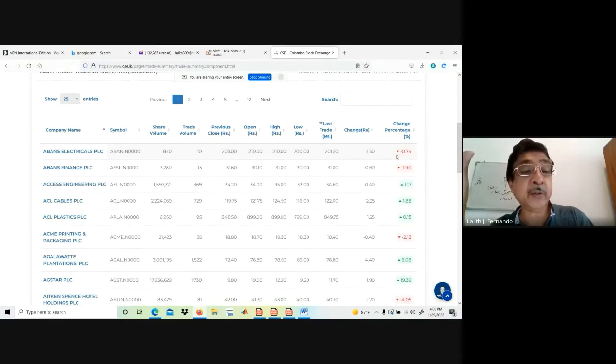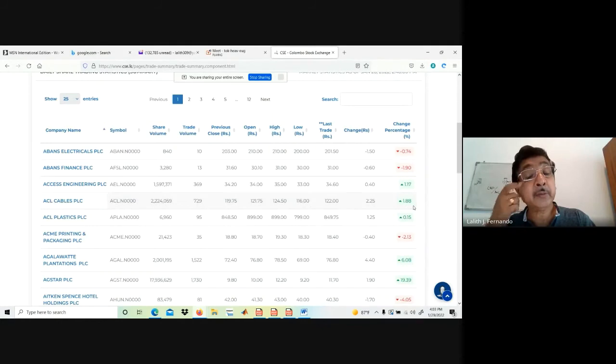Now here Advanced Electricals had a decline relative to the last business day, and Advanced Finance also has a decline. That amount of decline is minus 0.74. And Advanced Finance also had a minus 1.9 decline. And if you go to the Access Engineering PLC, there you get a 1.17 increase. Next one also 1.8, ACL Cables 1.88 increase. Now these are the information you can take from that sheet.